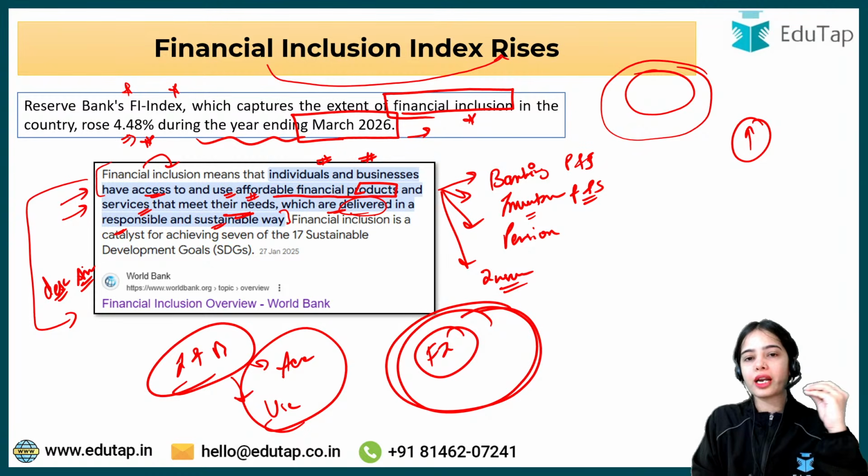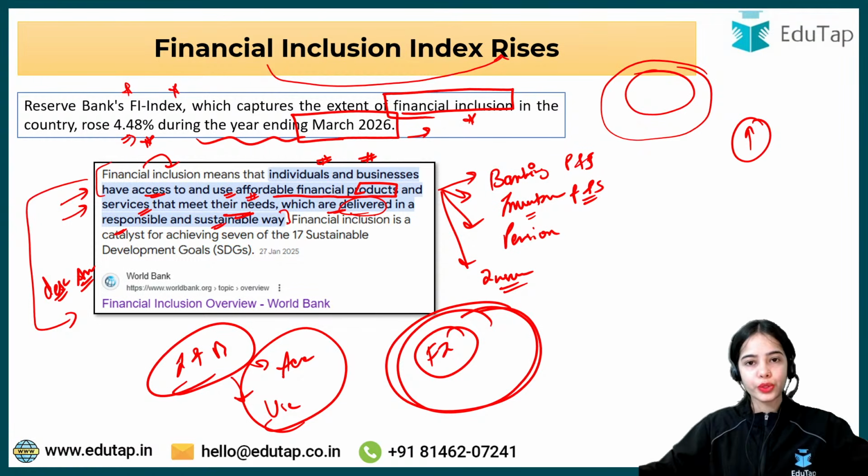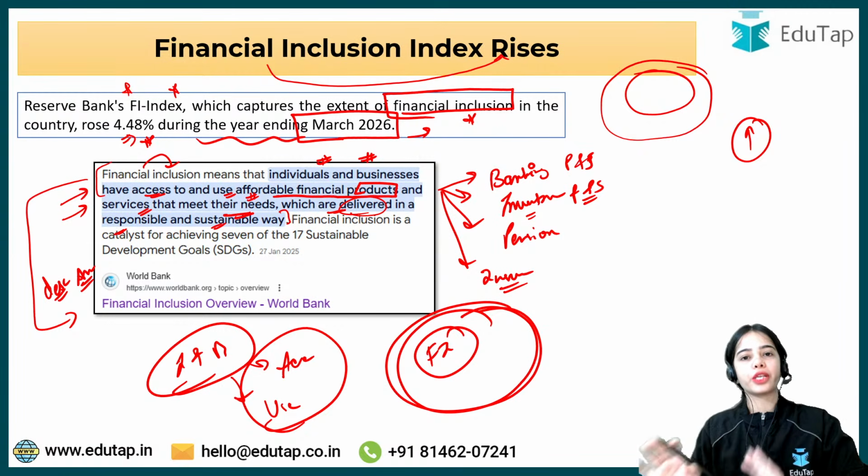Any question that comes regarding financial inclusion, about how the government, the RBI, or the different regulators are improving financial inclusion in the country, this is the definition that you can use first of all.